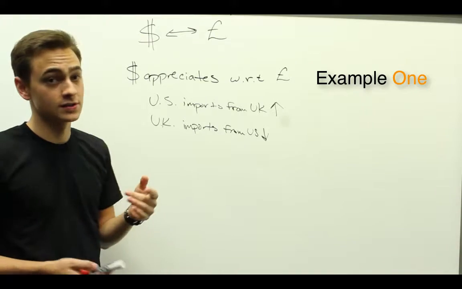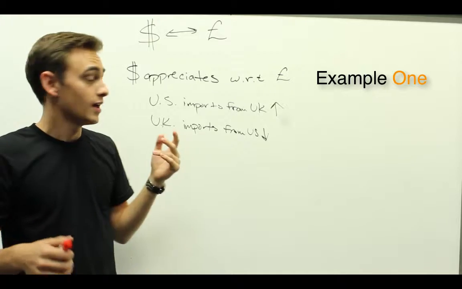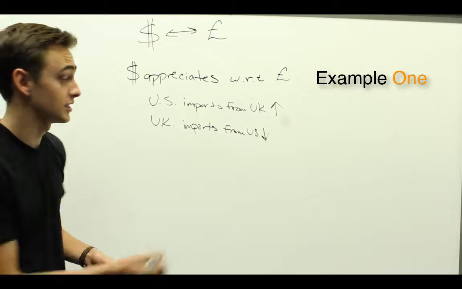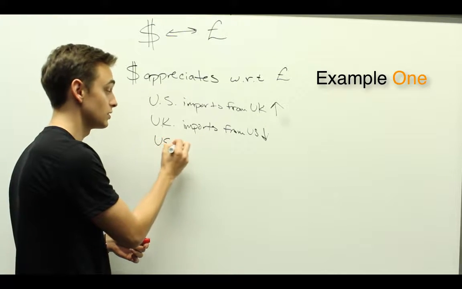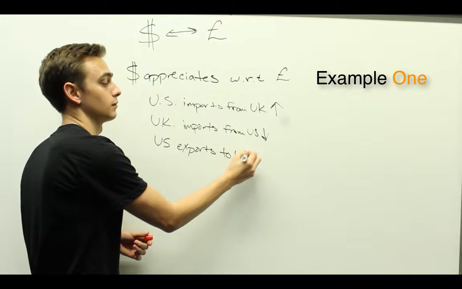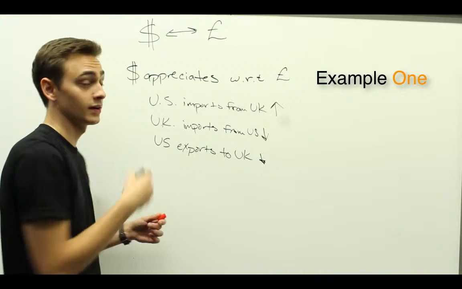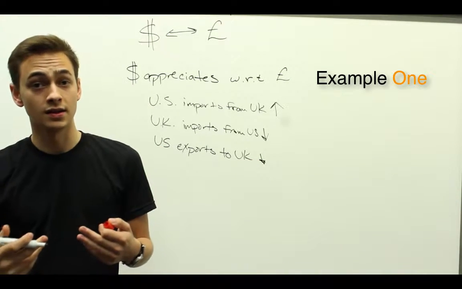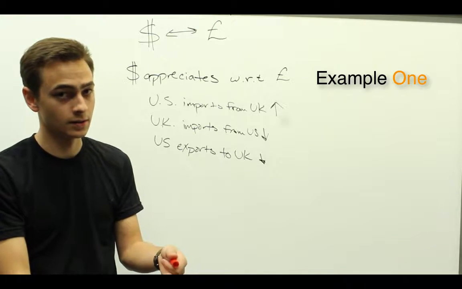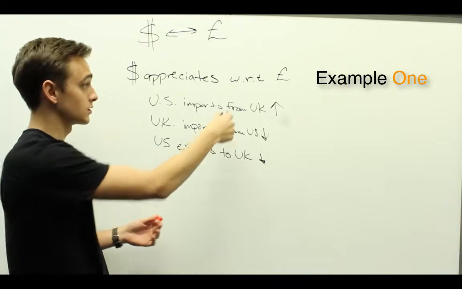A lot of the questions like this, when they give you the fact that the dollar appreciates, are going to be from the United States' perspective. So what does this mean for the United States? You could say that US exports to the UK go down. These two are equivalent statements. When the United Kingdom imports less from the United States, by definition, the United States exports less to the United Kingdom.